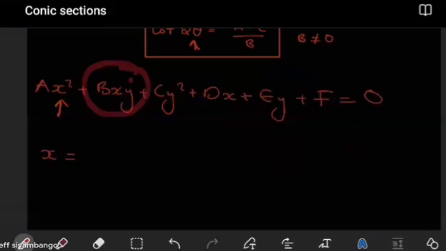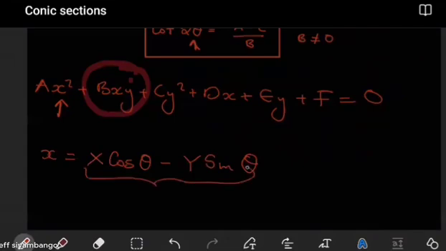To eliminate the cross product, you have to rotate the coordinate axis so that the cross product disappears. I think I did touch on that in yesterday's class. So we have to substitute x. Wherever we have small x, we're going to substitute capital X cos theta minus capital Y sine theta. So we're going to substitute this whole lot everywhere where we have x.